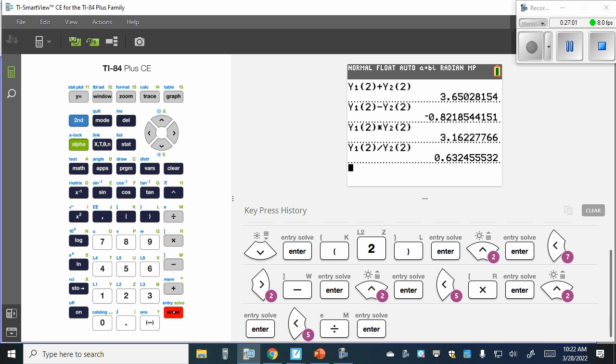A lot of times, even if you hit clear, you can try going back up. The graphing calculators don't always actually clear everything out. It's sometimes still hiding up above.